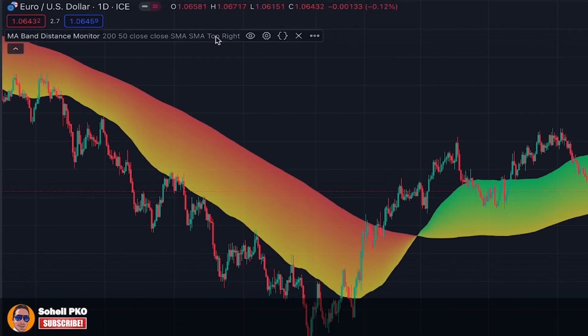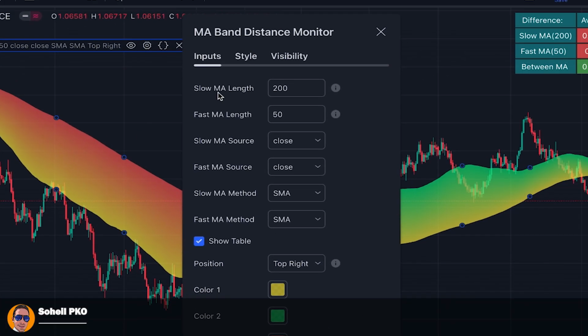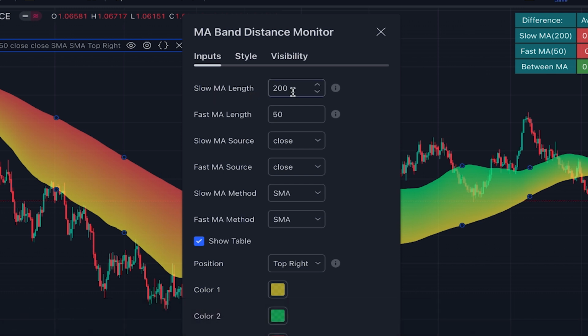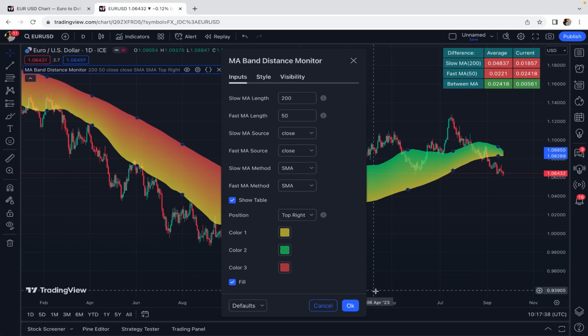Here in its settings, you can see that by default, we have a slow moving average with a length of 200 and a fast moving average with a length of 50, and both of them are simple moving averages that are calculated based on closing price. For our trading strategy, these default settings are perfect because we're going to use this indicator for trend identification. So we continue with the default settings.